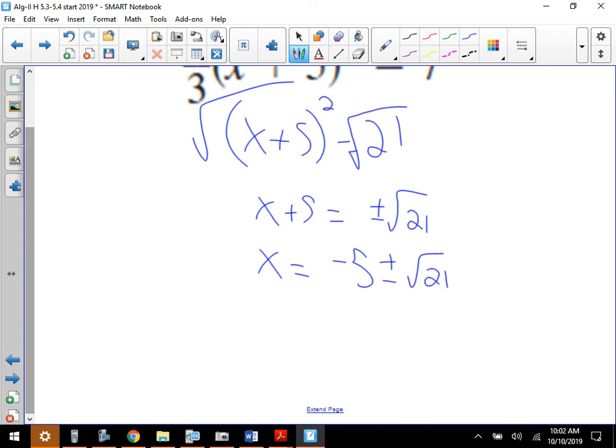That would be your answer. Negative 5 plus or minus root 21. Okay? That's what that would look like. You don't tack it on in the back end because sometimes your radical symbol might look longer, and you might think, oh, it's plus or minus square root of 21 minus 5. Oh, it's plus or minus square root of 16. Oh, it's plus or minus 4.